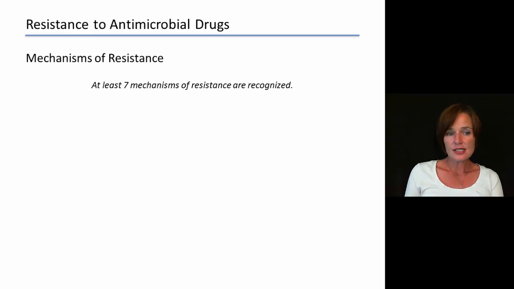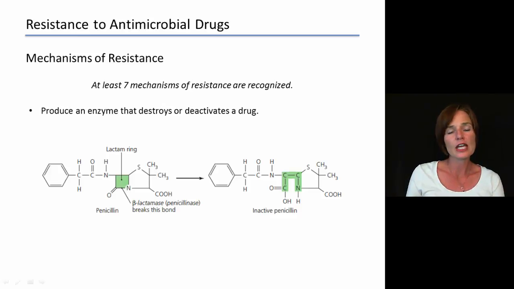The mechanisms of resistance fall into 7 main categories. So if we talk about those, one way that we can have resistance is that the cells may have an enzyme that is capable of destroying or deactivating the drug that we're applying. So you can see here that in this case, there is an enzyme. It takes penicillin and it breaks open that ring. So when we break open the ring, the penicillin doesn't work anymore.